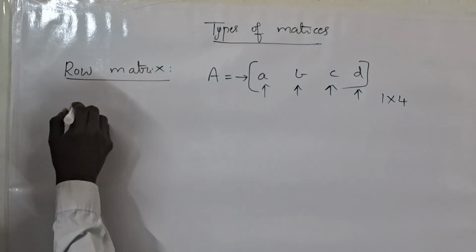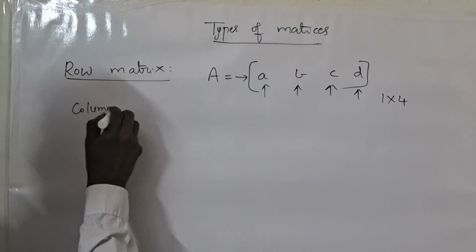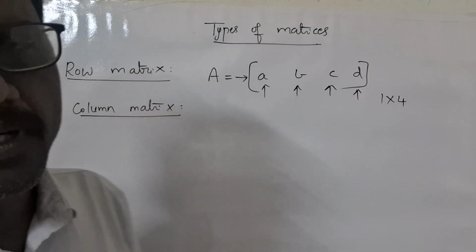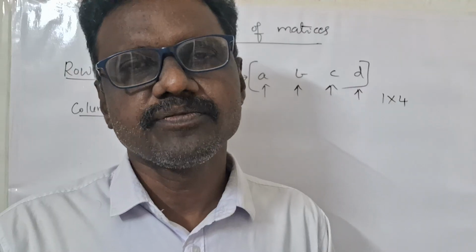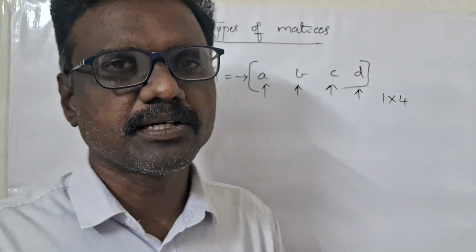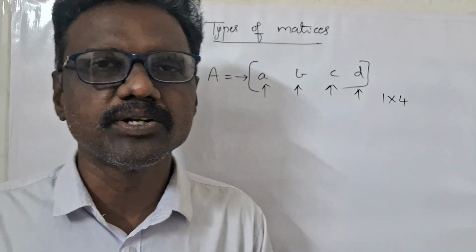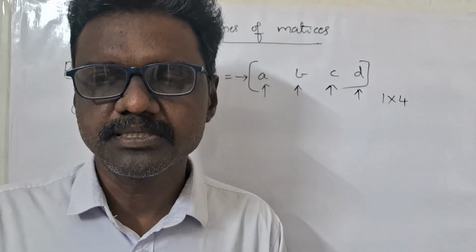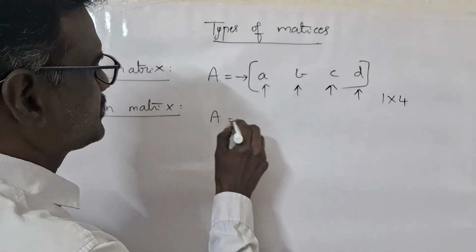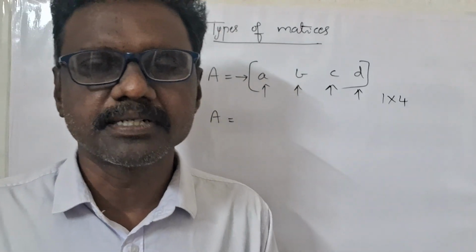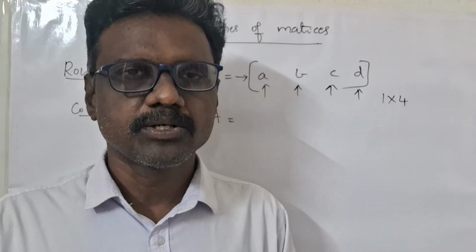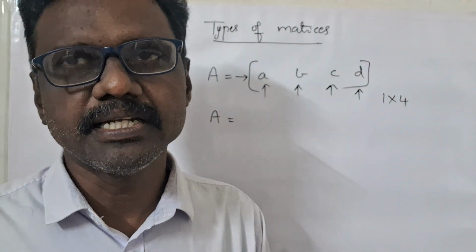Similarly, a column matrix means a single column, and the number of rows can be any number. A single column must be there, then that is called a column matrix. Column means singular number, as a row matrix has a single row. So the number of columns is 1. That type of matrix is called a column matrix. Rows can be of any number.